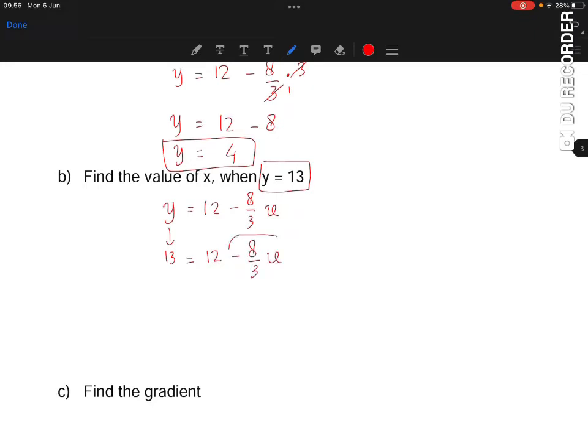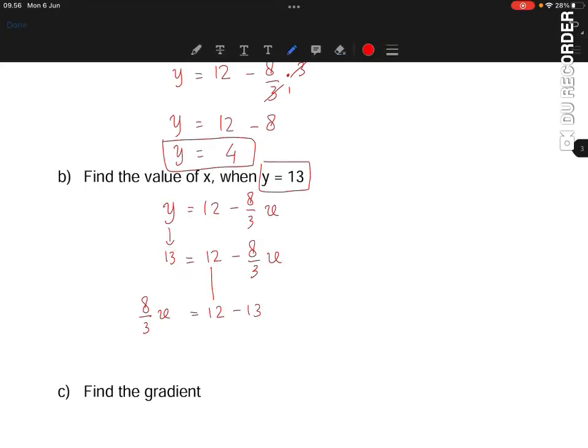Okay, since this x term is negative, we can just make it positive. Just add 8 over 3x to both sides. So you will have 8 over 3x on the left side and it is positive, equals 12 stays, and then this one moves, so it means it's positive. Move. So you will have negative 13. Miss, why is it negative? We can just use the balancing method, guys.